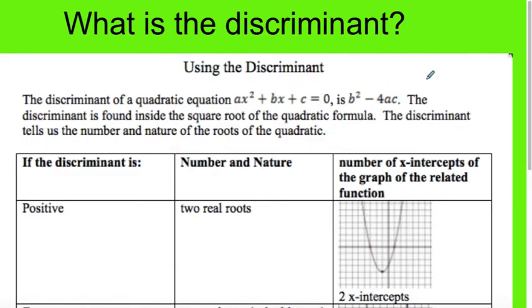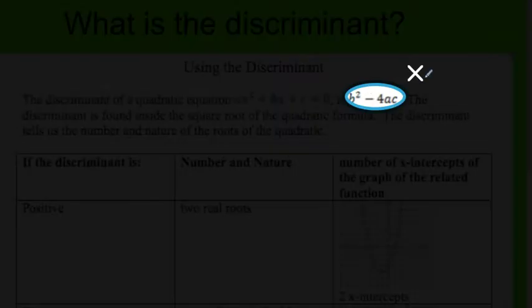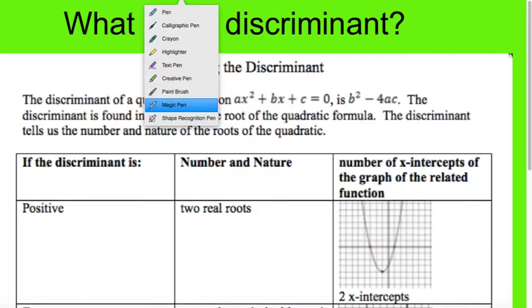So what's the discriminant? The discriminant of any quadratic equation is a part of the quadratic formula, b squared minus 4ac. It's the part that we can find under the square root. So b squared minus 4ac is the discriminant. And it definitely can help us.